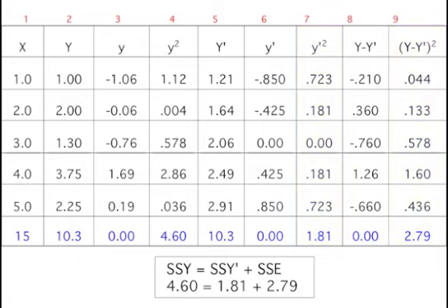There are several other notable features about this table. First, notice that the sum of small y and the sum of small y prime are both 0. This will always be the case because these variables were created by subtracting their respective means from each value. Also, notice that the sum of y minus y prime is 0 when you take rounding error into account. This indicates that although some y's are higher than their respective y primes and some are lower, the mean difference is 0.